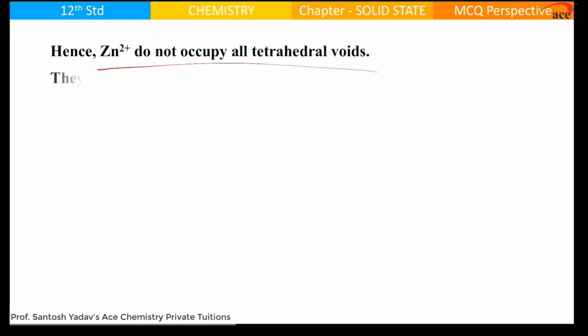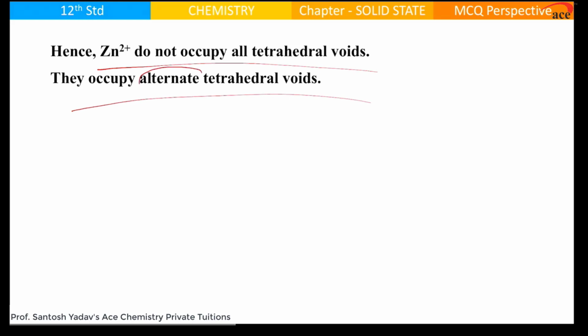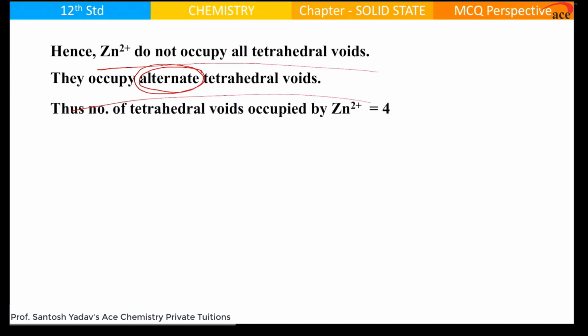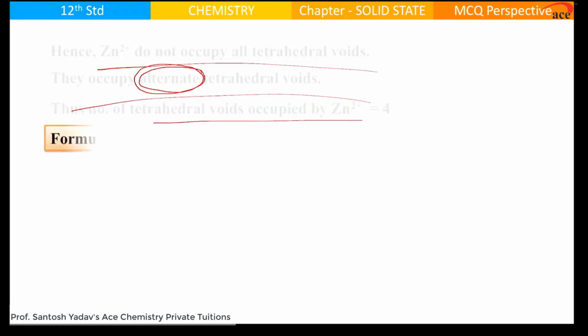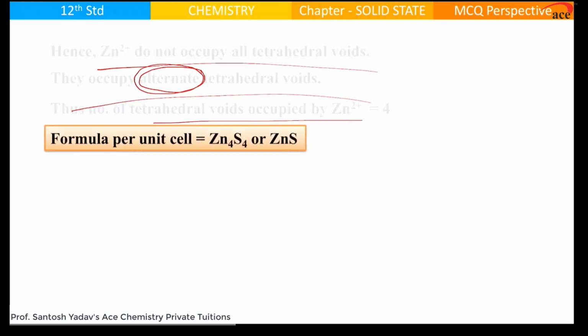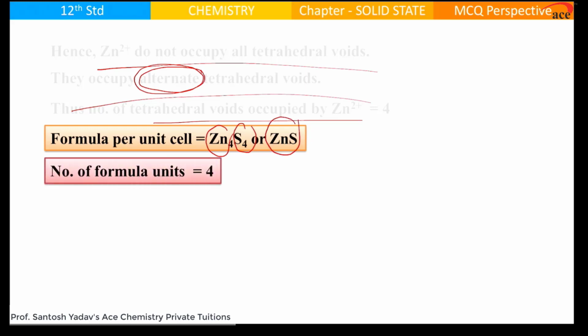So, zinc ions do not occupy all the tetrahedral voids. They occupy only 50% of the tetrahedral voids. What do you mean by 50% of tetrahedral void? They occupy alternate tetrahedral voids. Thus the number of tetrahedral voids occupied by zinc is 4. That means zinc is 4, sulfide is 4, therefore the formula is zinc sulfide. So the number of formula units is 4, so we say the rank for zinc sulfide is 4, if you understand.